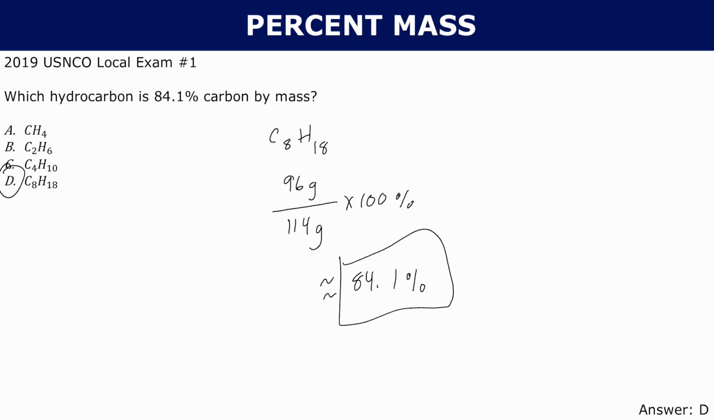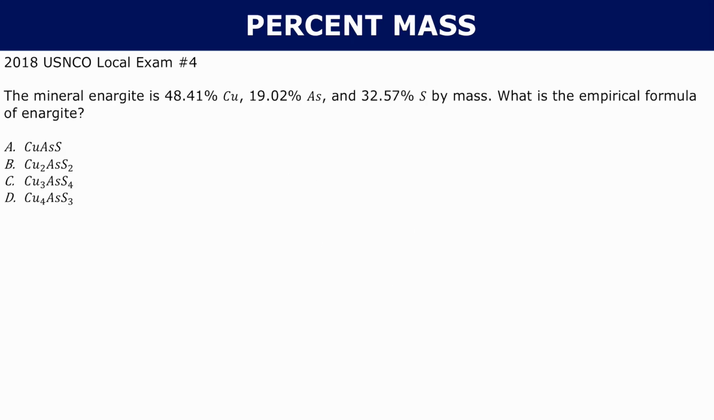The other type of question that you might get is something like this. The mineral enargite is 48.41% copper, 19.02% arsenic, and 32.57% sulfur by mass. What is the empirical formula of enargite? So we're asked to use the percent masses and use that to determine the chemical formula. For questions like this, it's really helpful to just assume an initial mass. So let's say initially the mass is 100 grams.